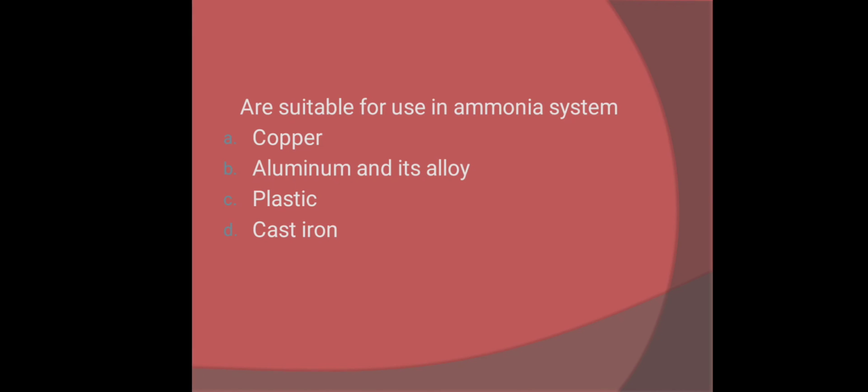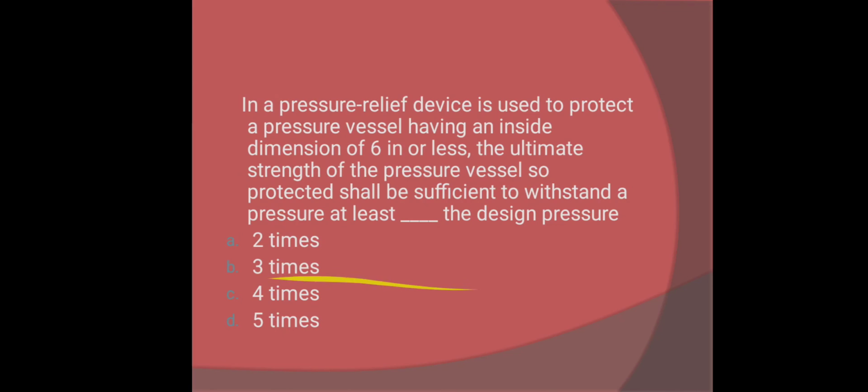Are suitable for use in ammonia system. Okay, sagot natin dyan ay aluminum and its alloy. Letter B. If a pressure relief device is used to protect a pressure vessel having an inside dimension of 6 inches or less, the ultimate strength of the pressure vessel so protected shall be sufficient to withstand a pressure at least blank the design pressure. Sagot natin dyan ay letter B, 3 times.